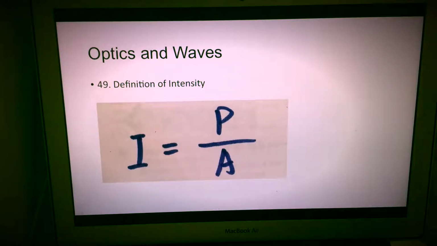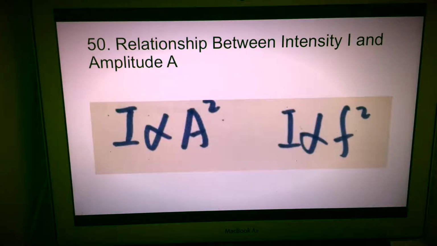Okay, finally we step into optics and waves. Number 49. Definition of intensity. Intensity equals power divided by area. So watts per square meter is the unit of intensity. 50. Relationship between intensity and amplitude. Intensity is proportional to the amplitude squared, and it's also proportional to the frequency squared.